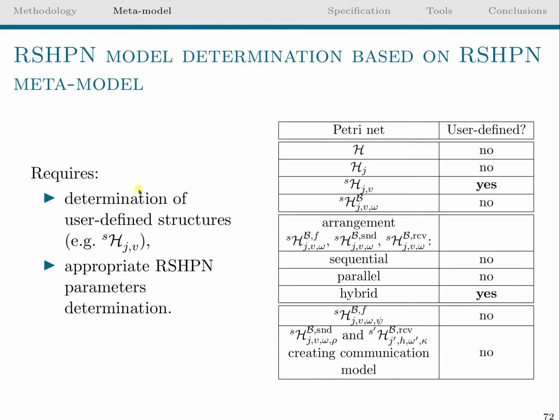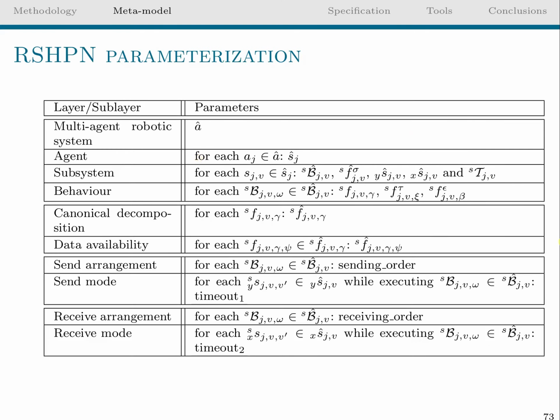And now we have to answer the question: once we already have the meta model, how should we define the parameters, and what parameters should we define in order to obtain the model of the system? So we defined a set of different parameters. And now there is a question of how those parameters should be specified in order to translate those abstract parameters into the controller code.